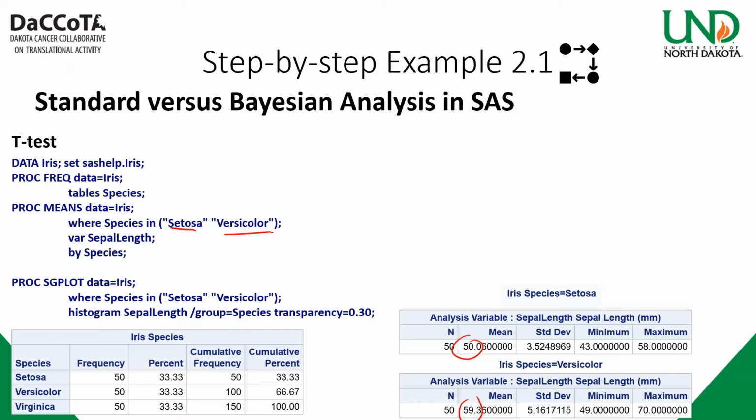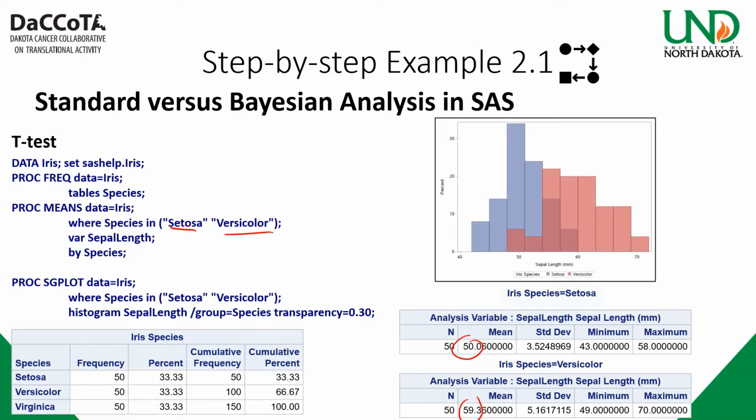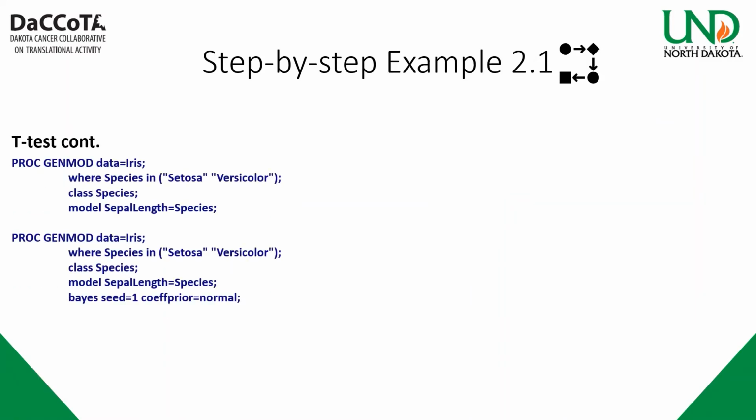We can again run a histogram to further look at this. It looks like there's probably evidence for that. So now let's actually run this. We're going to use GENMOD, which can help us with Bayesian analysis. We're going to start without Bayes, so we can just do the frequentist version and then add in our Bayes to do that.